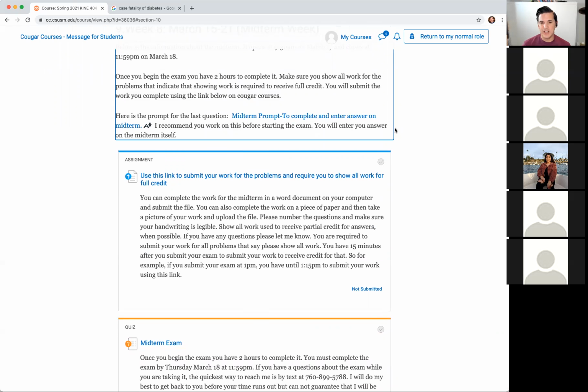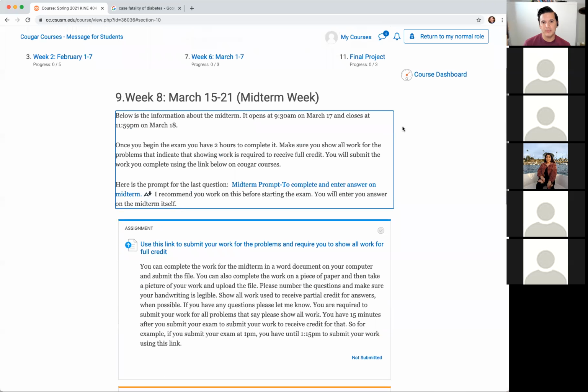In order to get the entire 2 hours to complete the exam, that also means that you have to start it by 9:59 p.m. on Thursday, March 18th, so tomorrow. Otherwise, if you start it, say at 11 p.m. tomorrow night, then you would only get an hour because the exam closes at midnight. So just make sure you're starting it so that you get the entire time period to complete it.